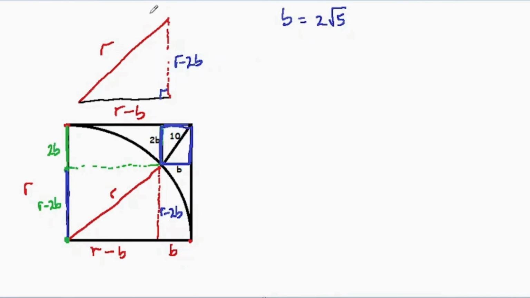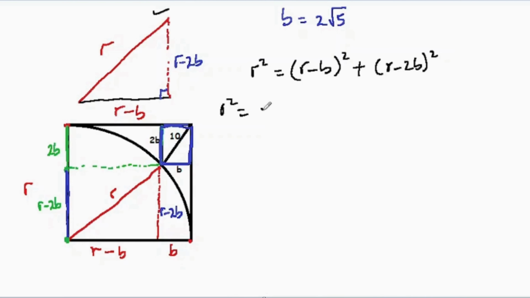Now we're going to focus on this triangle. Alright, so using Pythagoras theorem, the hypotenuse side is R squared, and we're going to square the other two sides. So we have R minus B squared plus R negative 2B squared. Alright, so let's have it. So R squared equals... if we expand this, this is going to give us R squared negative 2RB plus B squared.